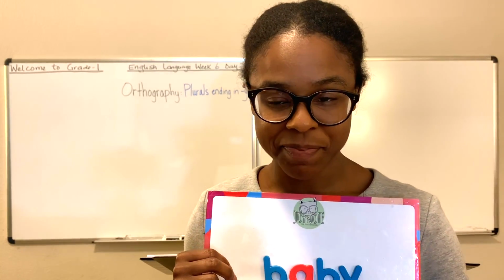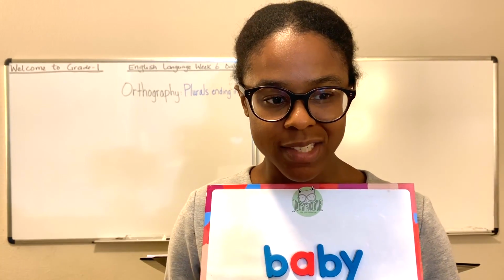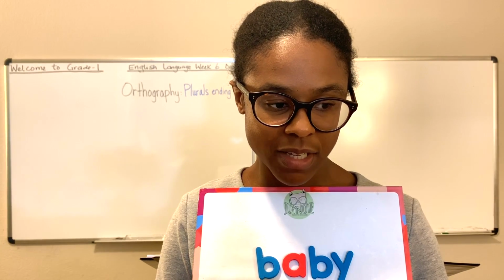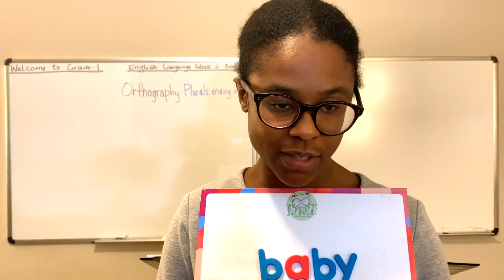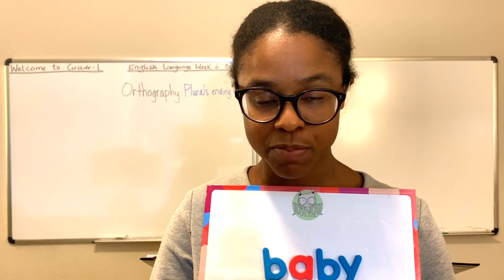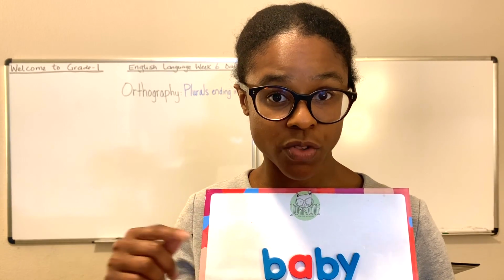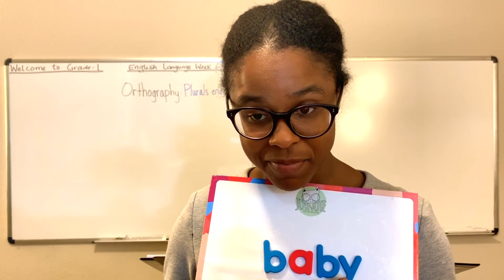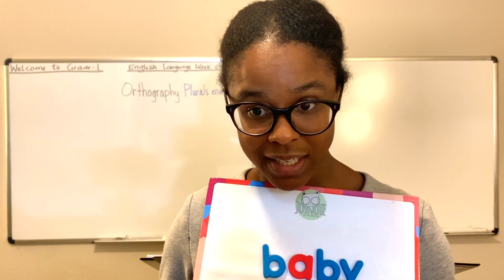Baby. Good. What happens if she had twins? If she had more than one baby? So we say, well, the mother just had brand new babies. What do we do to make this plural? Remember, plural just means more than one. Well, we need to change this Y to make it IES.